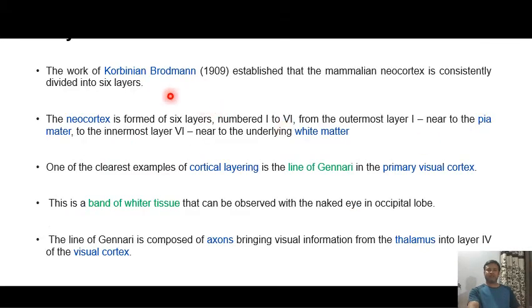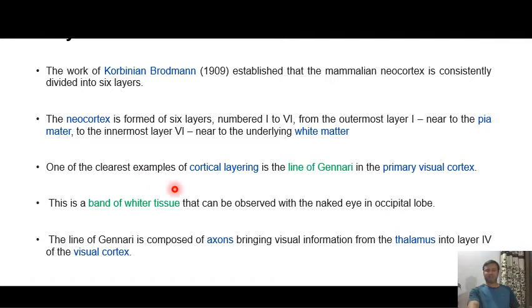The work of Brodmann established that the mammalian neocortex is consistently divided into 6 layers. So the neocortex is formed of 6 layers, number 1 to number 6. The outer layer is near the pia mater, which is the outer covering of the brain, and the innermost layer is underlying the white matter. White matter is basically made up of axons of the neurons.